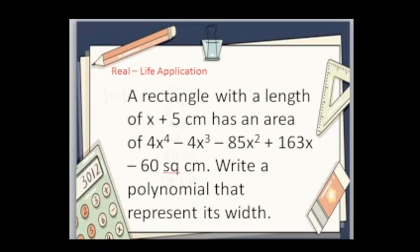Okay, we have our real-life application here. A rectangle with a length of x plus 5 centimeters has an area of 4x to the 4th power minus 4x cubed minus 85x squared plus 163x minus 60 square centimeters. Write a polynomial that represents its width.